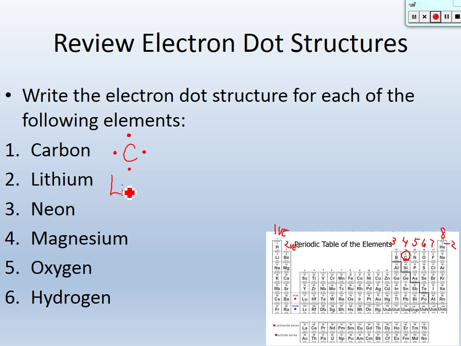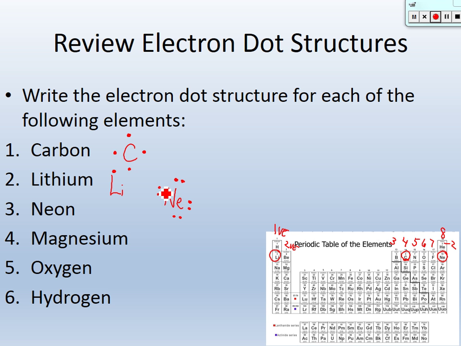Lithium is Li. It's right there. How many dots by it? Just 1. Does it matter really where the dot goes? Doesn't really matter. Neon. Neon sits right here. How many dots? Yeah, it's got 8 dots. So 1, 2, 3, 4, 5, 6, 7, and 8. Does it already have an octet? Yeah, it's already obeying the octet rule.